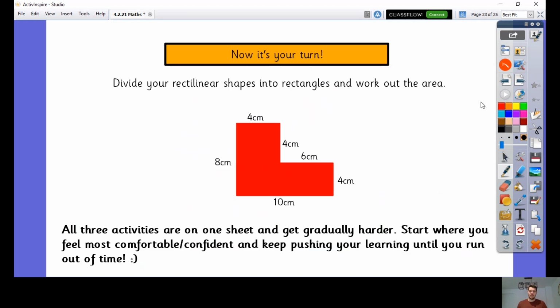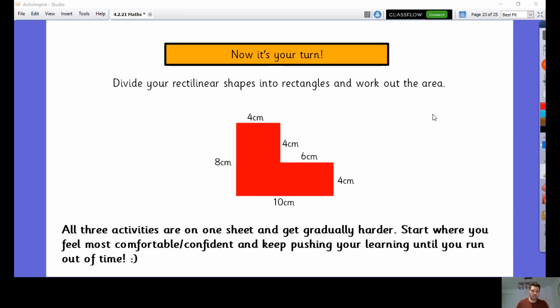Hopefully that makes sense. If you come to these questions and you're finding it a little bit too tricky, I would recommend just maybe drawing a couple of your own and trying to measure the area of a regular shape, just drawing them out and trying to calculate it.